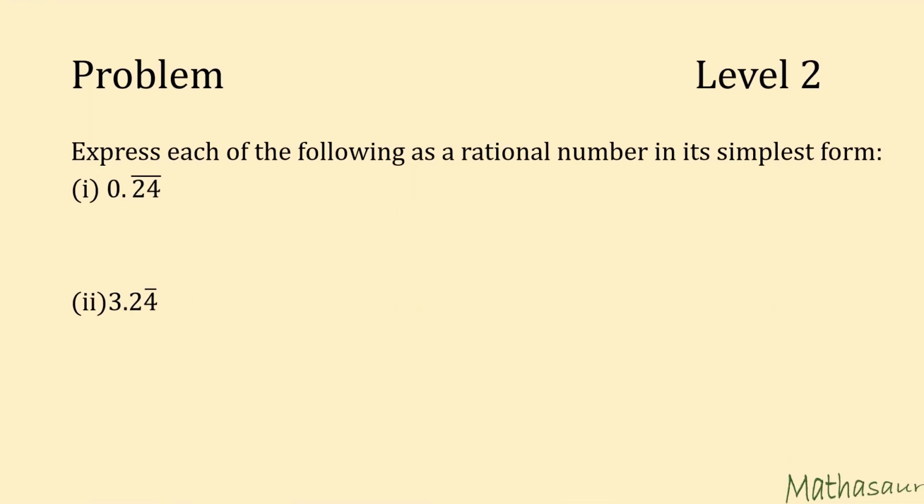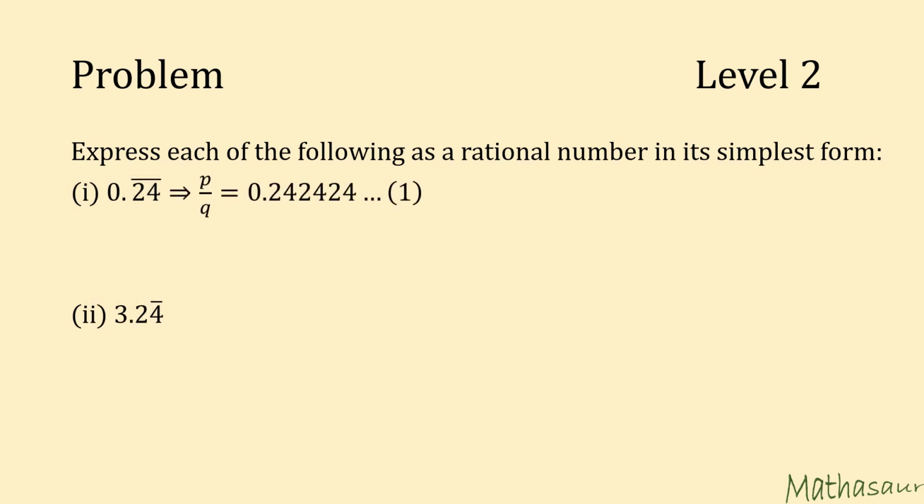Let us look at another problem. Express each of the following as a rational number in its simplest form. Let us look at the first part, 0.24 whole bar. Now since we are going to express this as a rational number, let us take that as equal to P upon Q. So here P upon Q is equal to 0.242424 and so on. Now we see that there are 2 places after the decimal that are getting repeated. So let us get these 2 places on the left side of the decimal. So we shall multiply both the sides by 100.